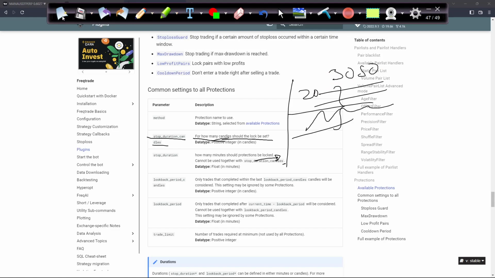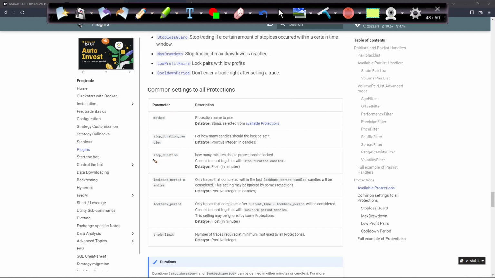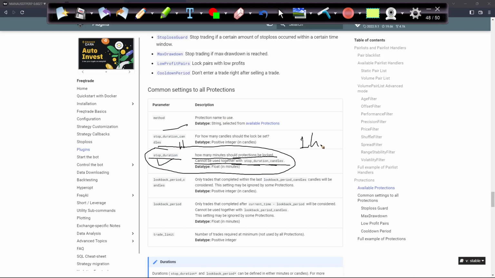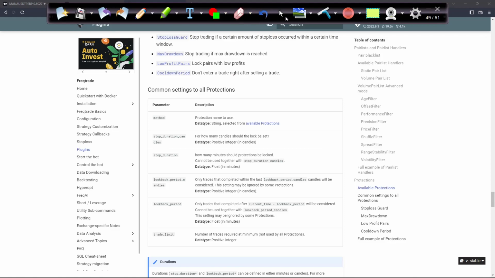Then we have stop duration, which is in how many minutes protections should be locked. It cannot be used together with stop duration candles. So it's either this or this, and I think we should go with this stop duration, like stop for 1 hour, or stop trading for 2 hours and so on, right? So this is how it is.